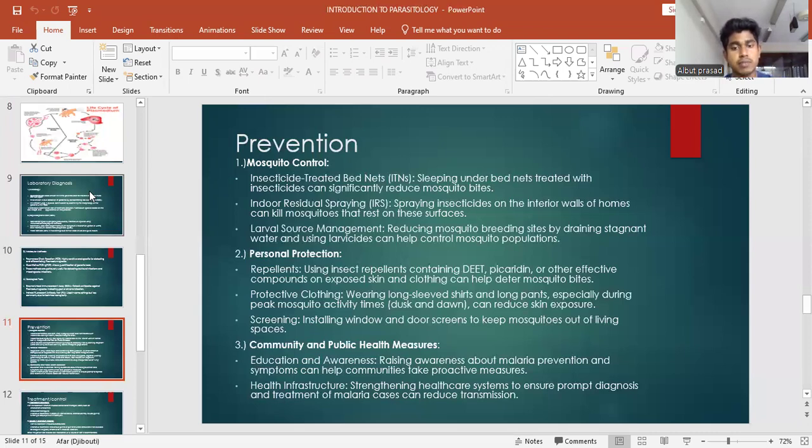Third, community and public awareness measures. Educational awareness: raising awareness about malaria prevention and symptoms can help communities to take proactive measures. Considering the health infrastructure, strengthening the healthcare systems to ensure prompt diagnosis and treatment of malaria cases can reduce the transmission of the Plasmodium species.